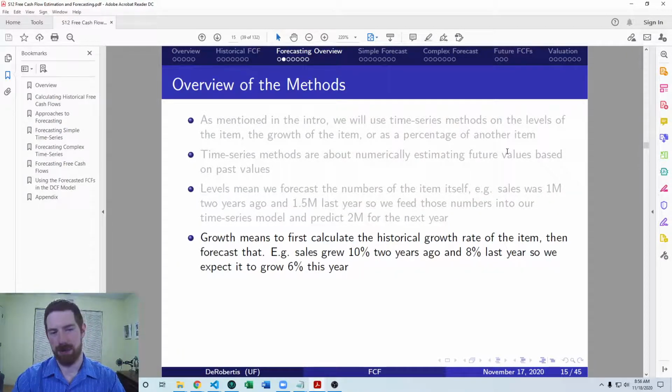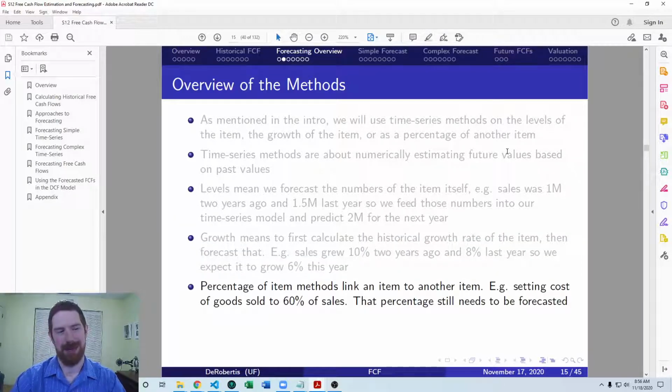Then looking at the growth means that we first calculate the growth rates on the item. So say sales grew 10%, then it grew 8%, and we're feeding those growth rates into the forecast model. So we might predict, again, based off a linear trend, that the next year's growth is going to be 6%. And then we apply that 6% to the prior sales level value in order to get our forecasted sales.